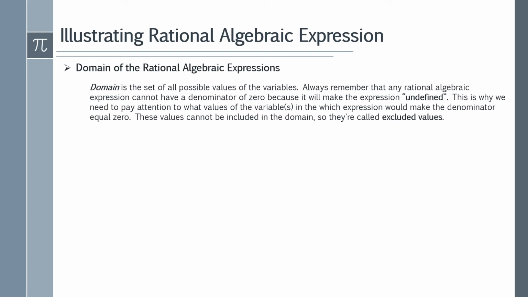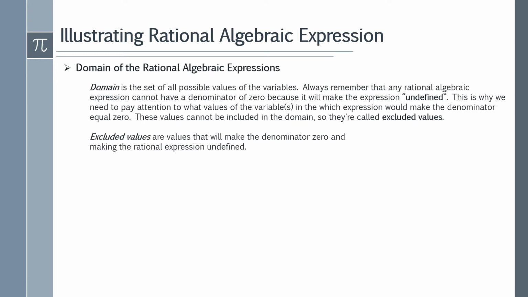Okay? So, these values cannot be included in the domain. So, they are called excluded values. Excluded values are the values that make the denominator 0, making the rational expression undefined. Again, excluded values are values that make the denominator 0.